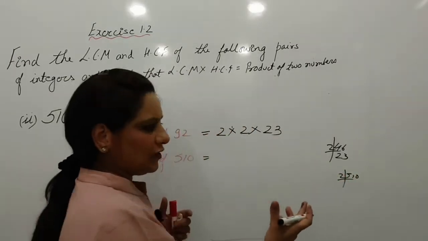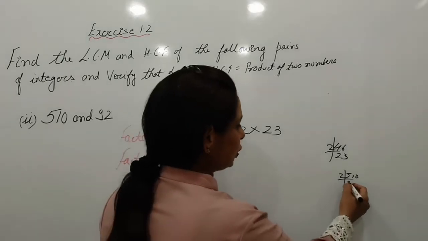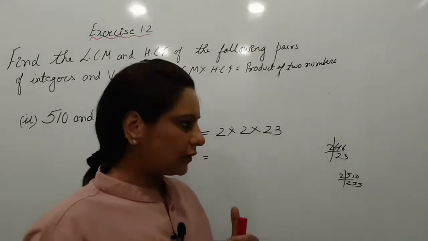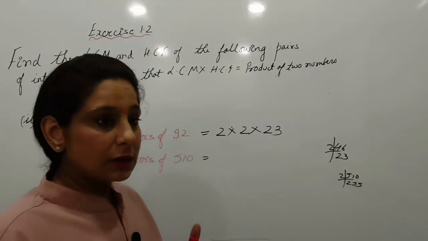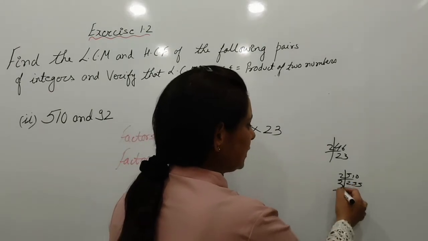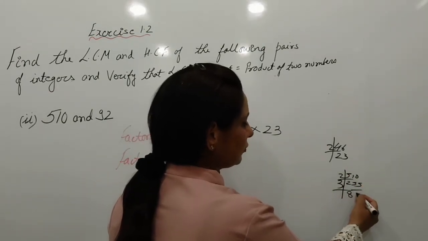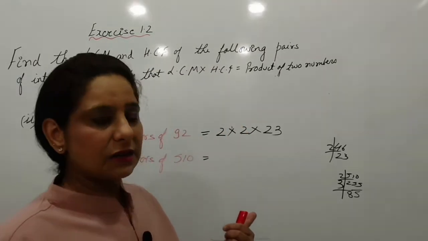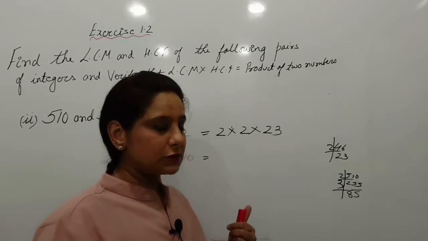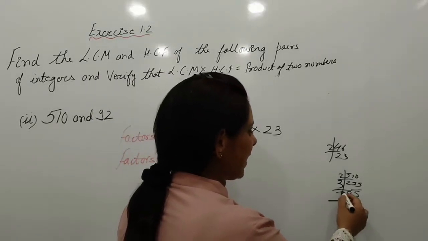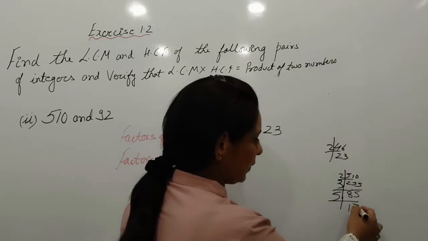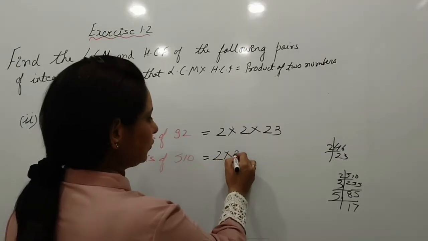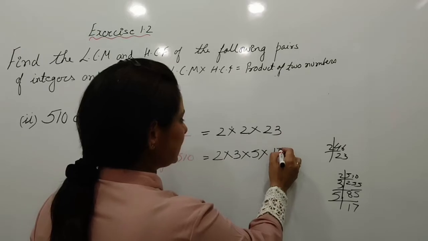So when you divide 510 by 2, it is divisible by 2, so you will get 255. Is 255 divisible by 3? 2 plus 5 plus 5 is 12. So yes, it is divisible by 3. So we will divide it by 3. It will give us 85. Now is 85 divisible by 3? No, 8 plus 5 is 13, so it is not divisible by 3. So let us move to the next prime factor, that is 5. Here we are getting 17. So the factors of 510 are 2 into 3 into 5 into 17.